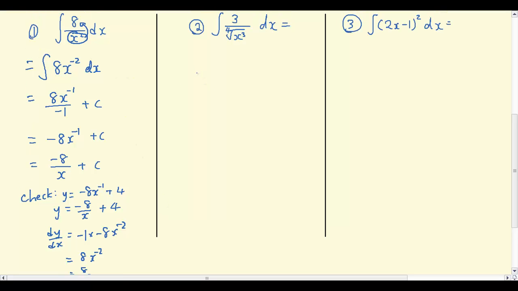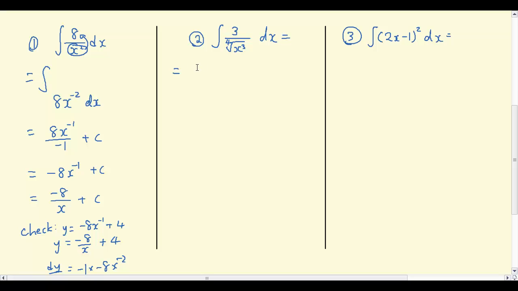So any time you want to check whether you have integrated a function correctly, all you have to do is differentiate your answer again to see if you can get the derivative.